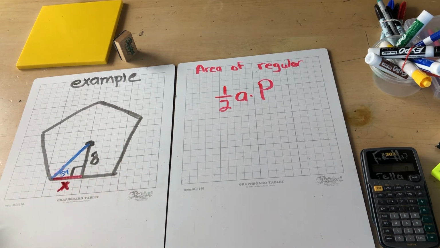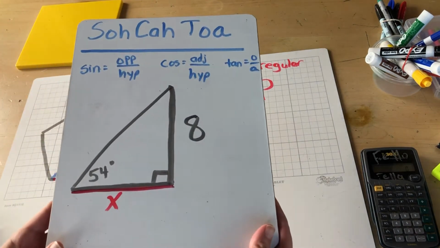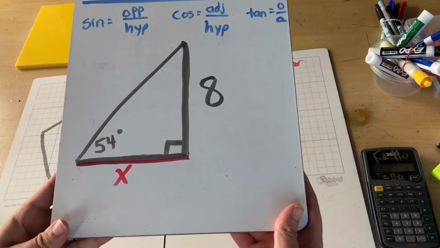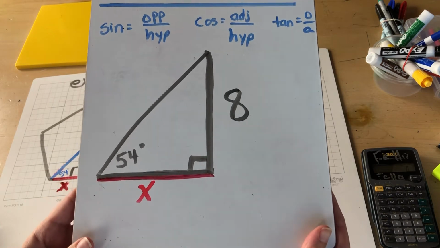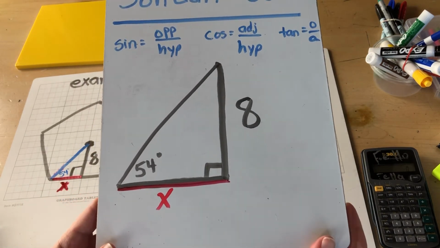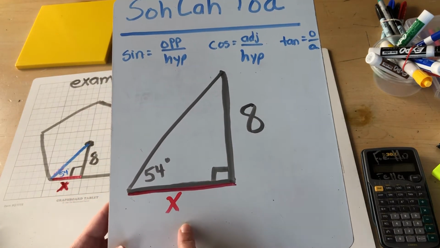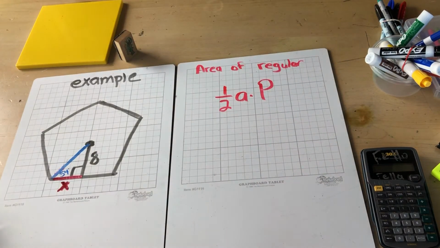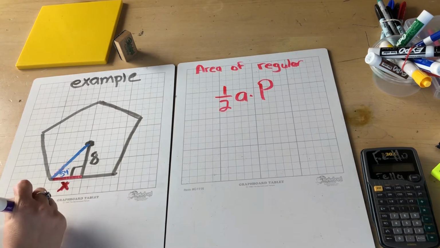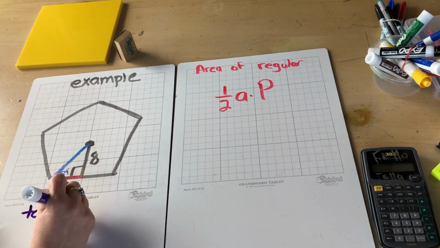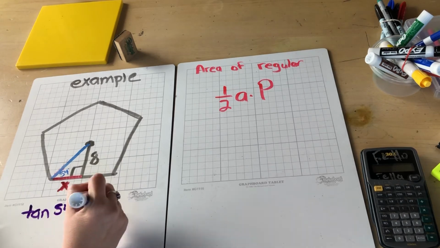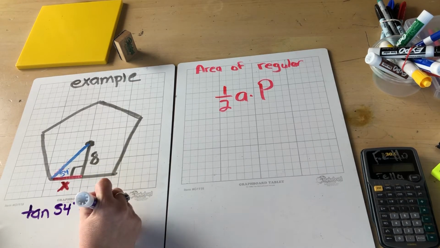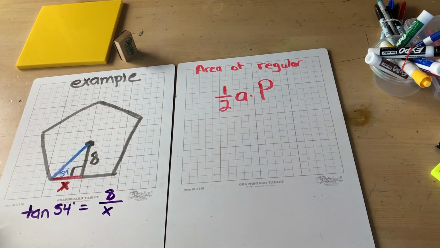Okay, to find the X, once again, don't forget SOHCAHTOA. It never goes away. So what I'm seeing on this example is opposite and adjacent again. This time the adjacent's at the bottom. So let's set that up. So I'm going to do the math. The tangent of 54 is going to equal the opposite over the adjacent. So tan 54, let's find it.